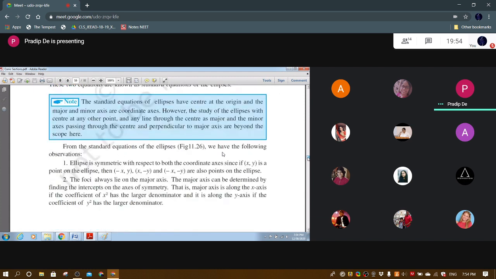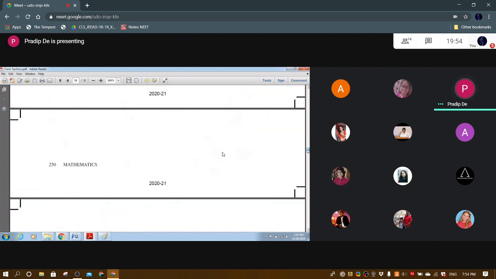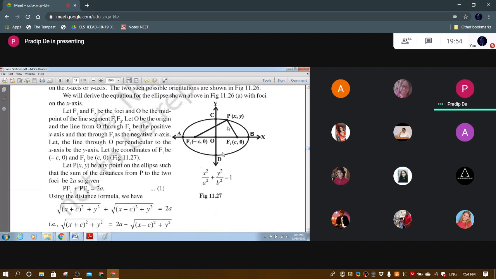Now, some properties of this ellipse. So what were x and y? x and y are the coordinates of any point P. Let me show you this. Look at this diagram. We take the x-axis along the major axis, y-axis along the minor axis, and the origin coincides with the center of the ellipse. Then we take any point P on the ellipse whose coordinates are x comma y. Then we join PF1 and PF2.